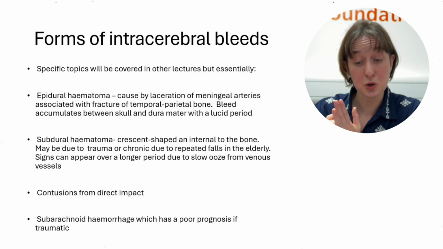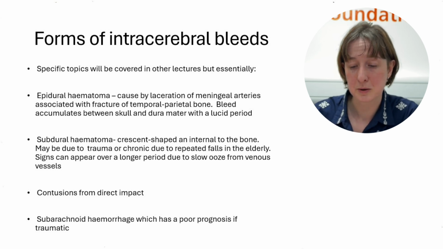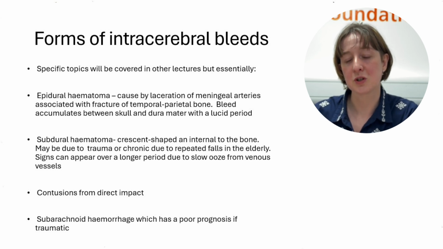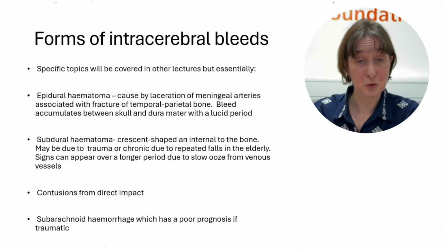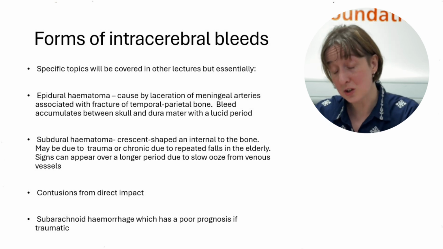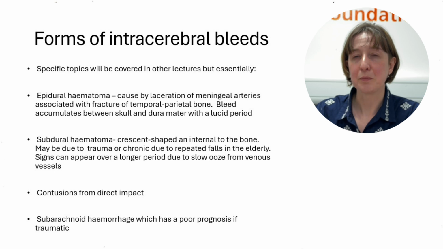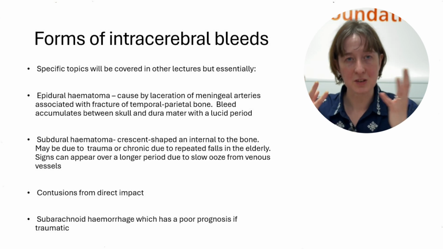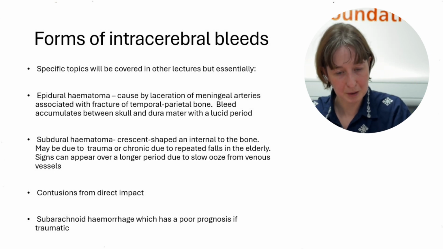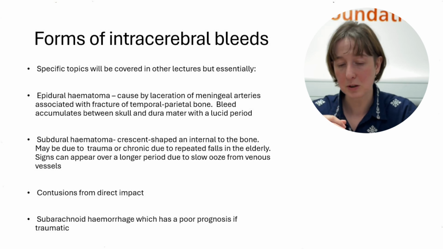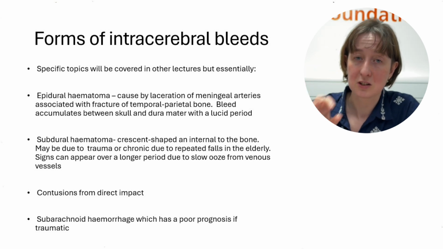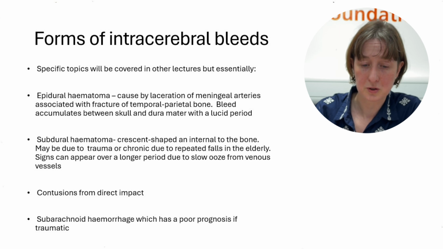You can get contusions from direct impact, which we've already talked about, and subarachnoid hemorrhage, which can be spontaneous and then can lead to a secondary head injury. And if there is a history of severe headache which then caused a fall, you would think about that and maybe an aneurysm having caused it. But if it is traumatic, there's often a poor prognosis.